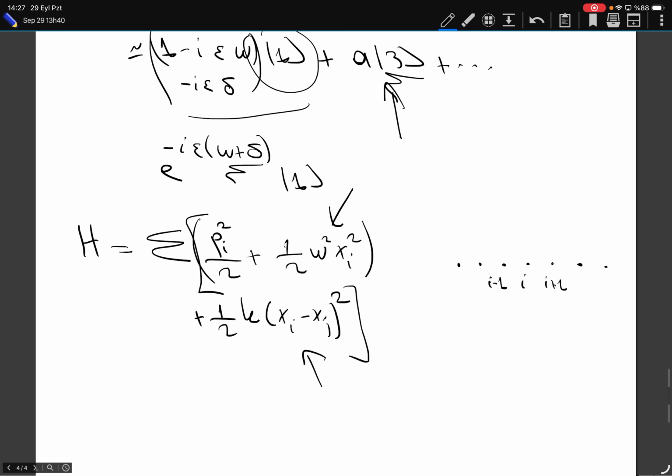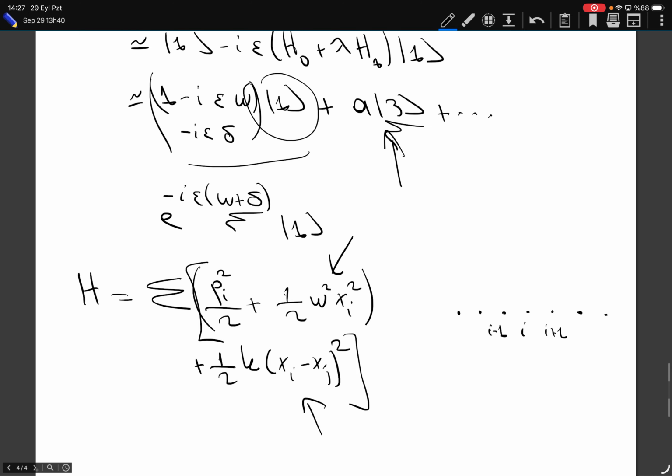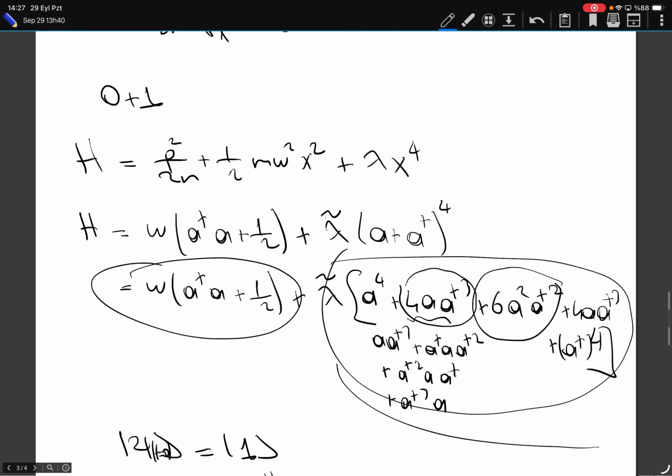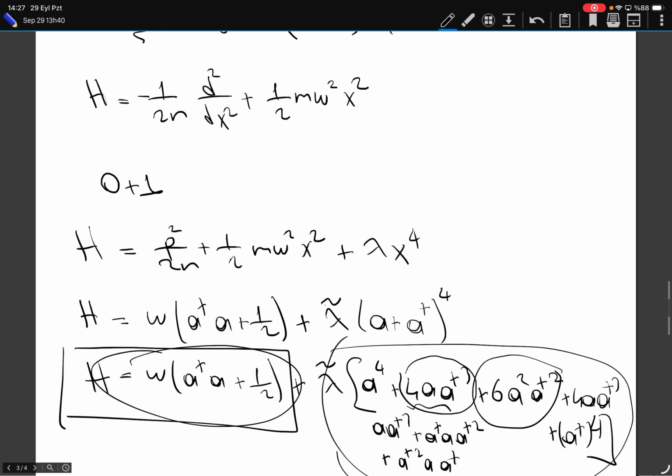We say 0 plus 1 dimension, right? But the Hamiltonian contains no x term, right? I mean, no d/dx and no mω x. So you see, this is a 0 plus 1 dimensional field theory. This is a 1 plus 1 dimensional quantum mechanics problem.